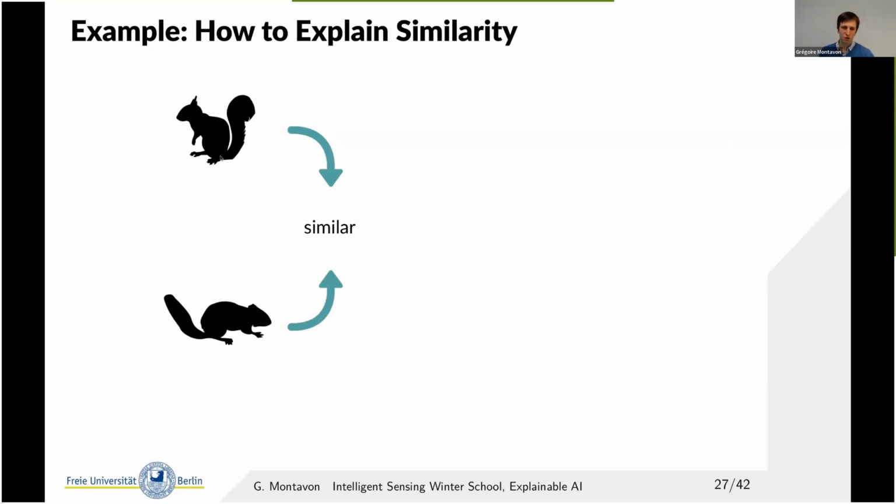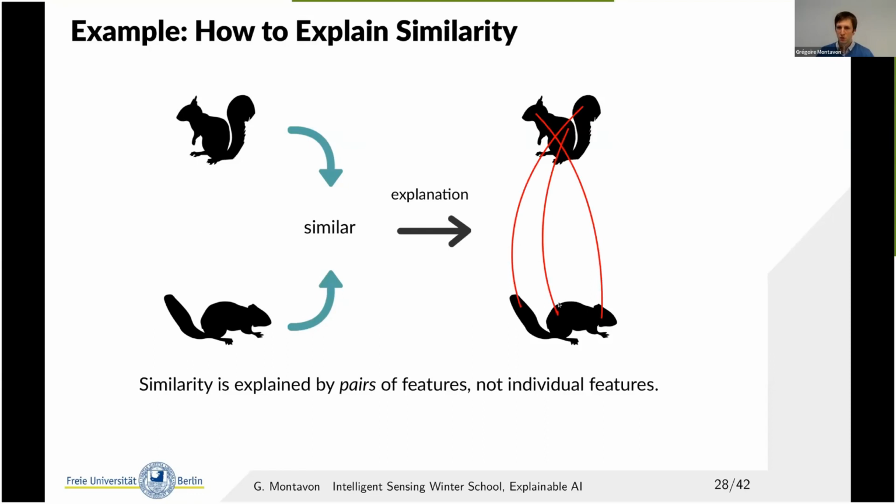So does that make sense to produce a heat map in that scenario? Most likely not, because they are not similar because of a specific pixel. They are similar because of interconnection between a specific part of the first image and a specific part of the other image. So what you would like is to draw connections between features of the two images that explain the fact that, for example, there are two squirrels in these two images.